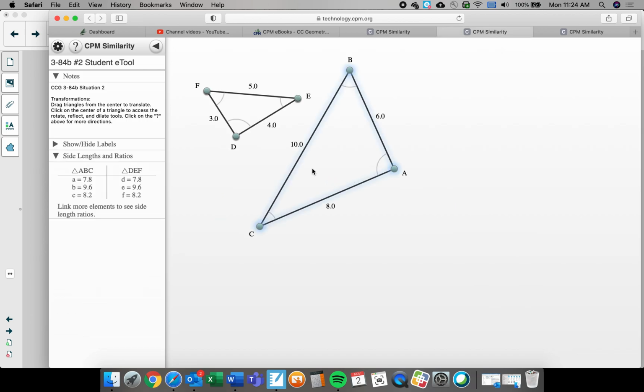Then let's say we come to this one. This is kind of part B of this problem. So the 3 is going to match up with the 6.